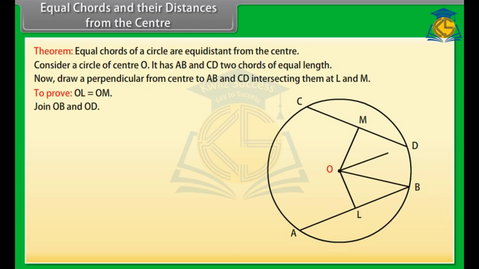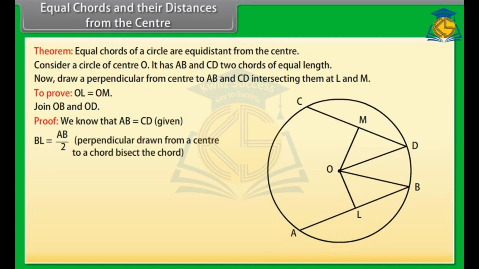Join OB and OD. We know that AB is equal to CD, given. BL is equal to AB upon 2, since the perpendicular drawn from the center to a chord bisects the chord. Similarly, DM is equal to DC upon 2. Therefore, BL is equal to DM.